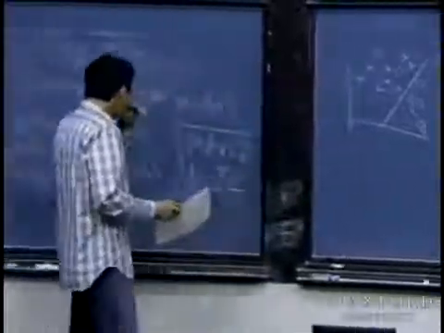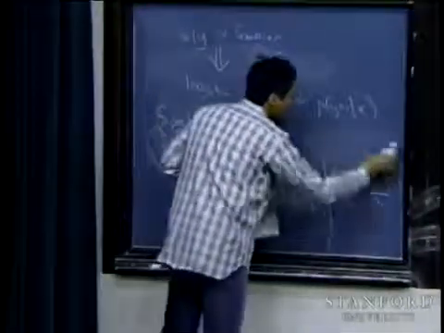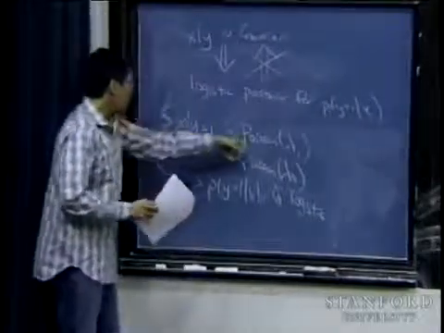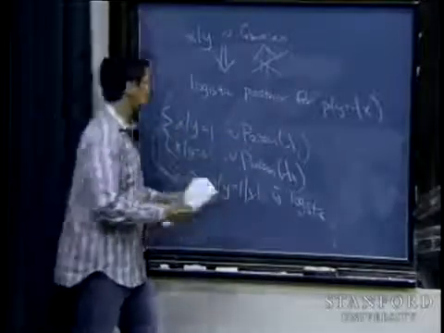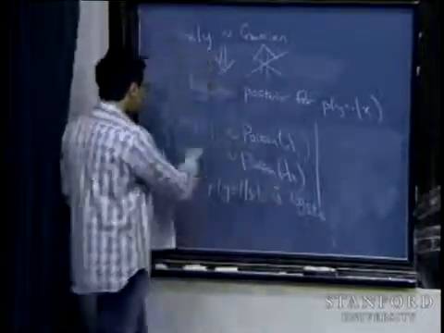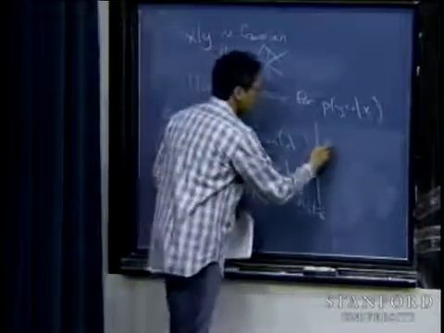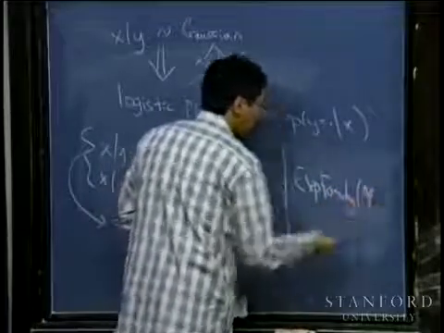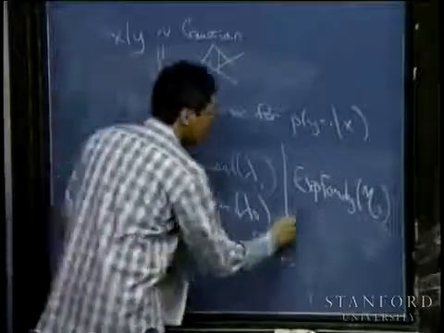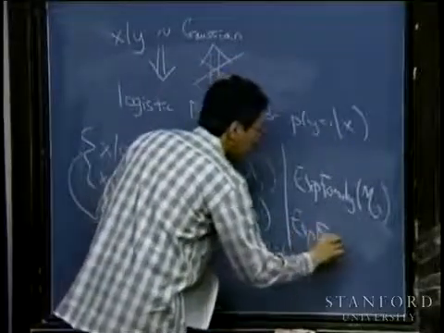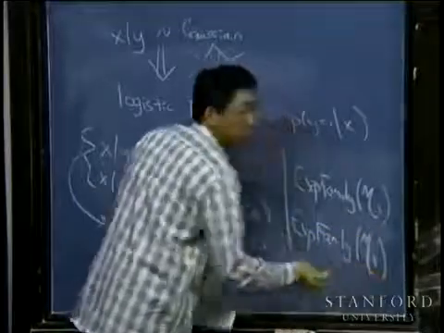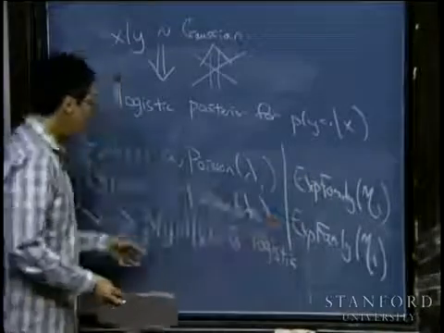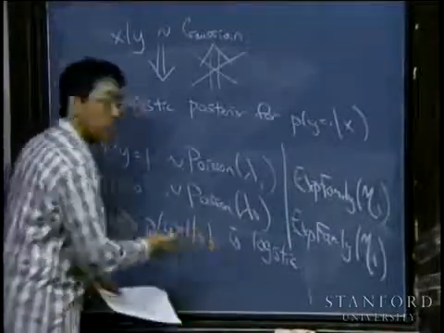Let me just mention one more thing that's kind of cool. I said that if x given y is Poisson, then you also get a logistic posterior. It turns out there's a more general version of this. If you assume x given y equals 1 is exponential family with parameter eta 1, and x given y equals 0 is exponential family with parameter eta 0, then this implies that p of y equals 1 given x is also logistic. And that's kind of cool.